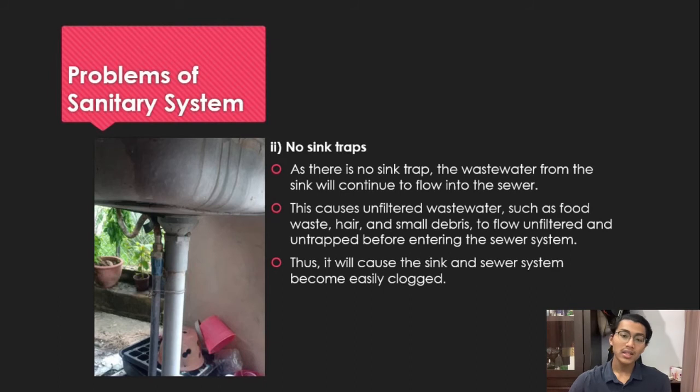Next, and lastly, no sink traps. As there is no sink trap, the wastewater from the sink will continue to flow into the sewer. This causes unfiltered wastewater such as food waste, hair and small debris to flow untrapped before entering the sewer system. Thus, it will cause the sink and sewer system to become easily clogged.